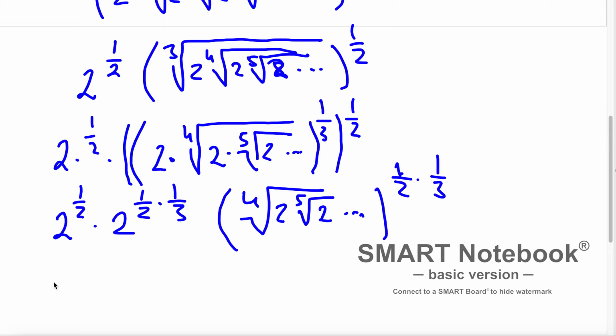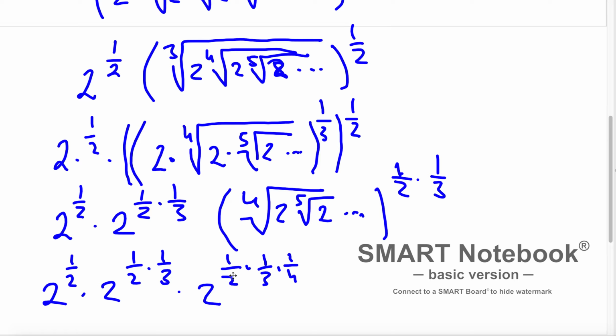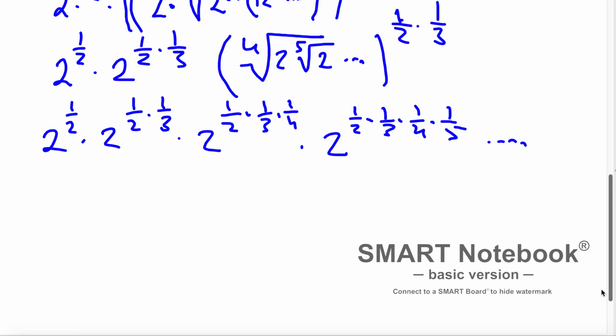But we have a pattern here, and we can write 2 in exponent 1 over 2, times 2 in exponent 1 over 2 times 1 over 3, and the next term is going to be 2 to the 1 over 2 times 1 over 3 times 1 over 4, so it's continuing this pattern, and the next one is going to be 1 over 2 times 1 over 3 times 1 over 4 times 1 over 5, and this continues forever. And now since we have this pattern, let me simplify a little bit.